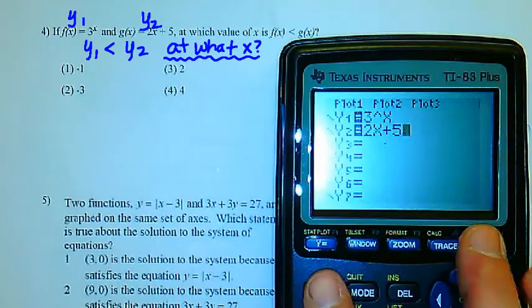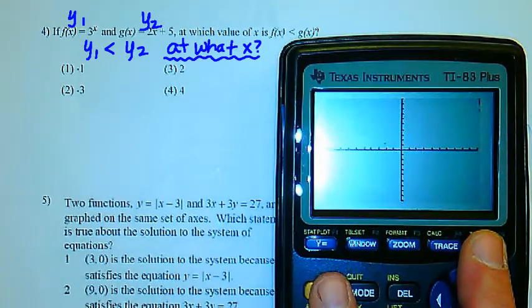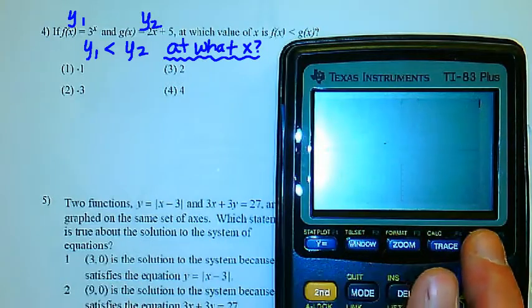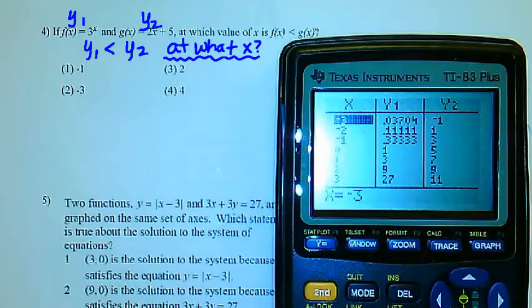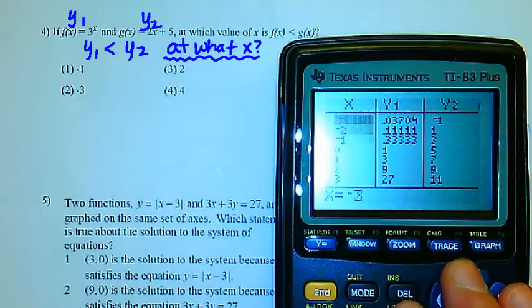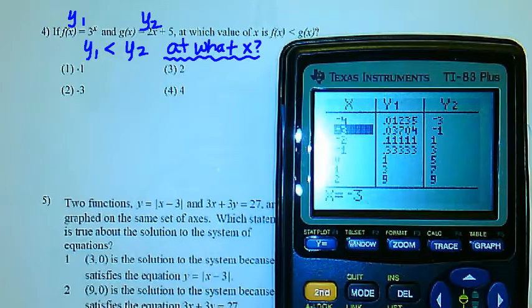Now you can graph it if you want, but that's not really what's going to help us. What's going to help us is we are going to look at our table. I'm just going to look at the x values and see when is f of x less than g of x. So when is y1 less than y2? If I scroll down to negative, let's go in order of how they gave it to us. For -3, that's not right because it's negative.